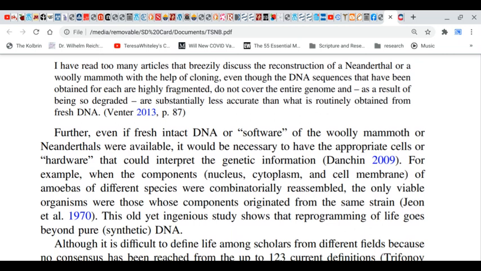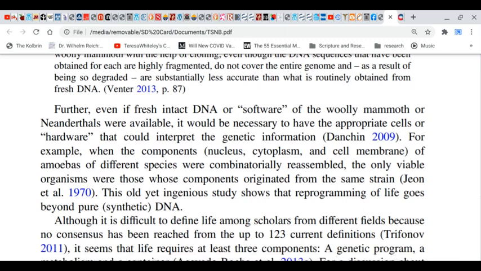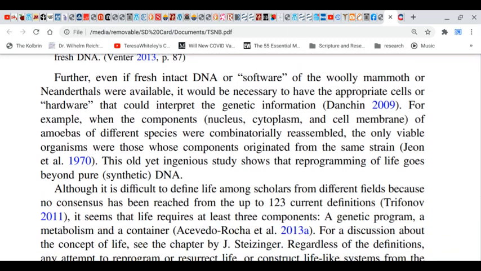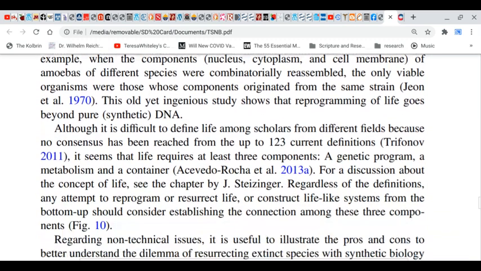For example, when the components, a nucleus, cytoplasm, and cell membrane, of amoebas of different species were combinatorially reassembled, the only visible or viable organisms were those whose components originated from the same strain. This old yet ingenious study shows that reprogramming of life goes beyond pure synthetic DNA.